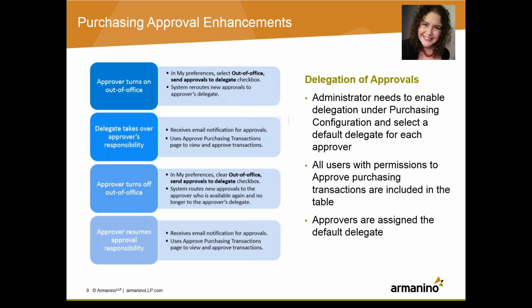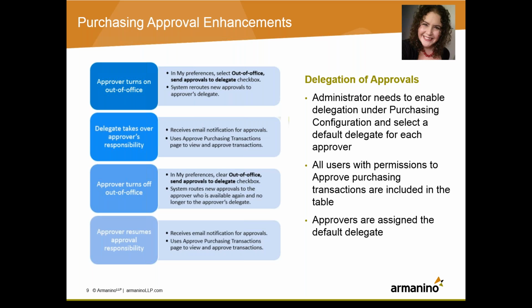Once you check that box, you'll get a little grid. It'll have everybody who is able to do purchase approvals on the left-hand side, and on the right-hand side, you're going to have all the people you can delegate it to. So every purchasing approver is going to have one delegate. You can change that delegate as needed from time to time.